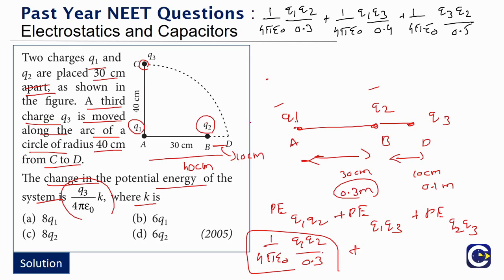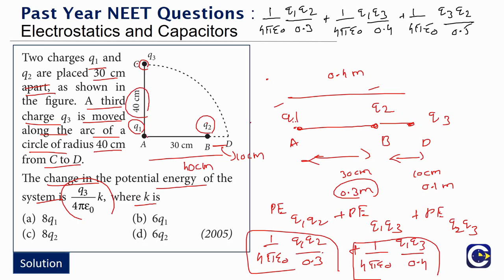Q1 and Q3. What is the gap between them? Total separation is 0.4 meter. So it is 1 by 4 pi epsilon naught Q1 Q3 by 0.4. In fact, we will see this value also. Though the charge is moving from C to D, the separation between A and C is 40 centimeters. Separation between A and D is also 40 centimeters. That is the reason why the potential energy term is not changing.